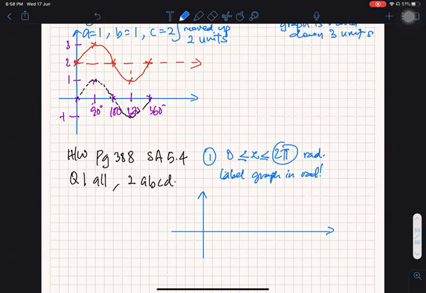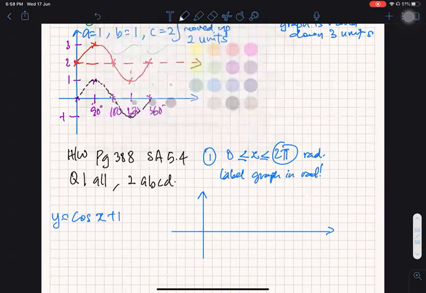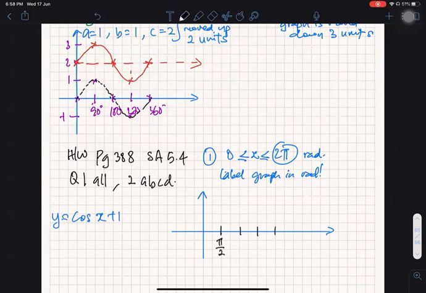So let's look at the graph of cos x plus 1. If I write y equals cos x plus 1, I'm doing 1D. So draw the original graph first. That would be 1, 2, 3, 4. So that is pi over 2, pi, 3 over 2 pi, and 2 pi. Pi over 2 is 90, pi is 180, 3 over 2 pi is 270, 2 pi is 360. You did a bit of this earlier.